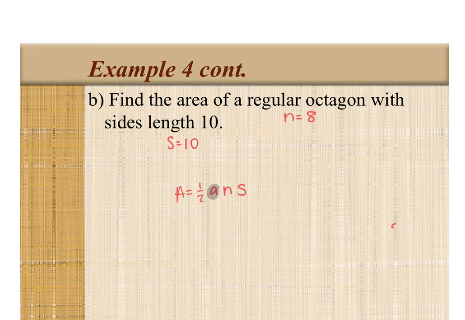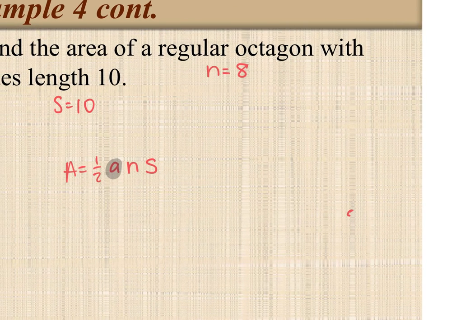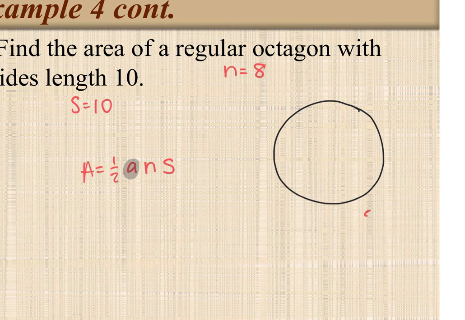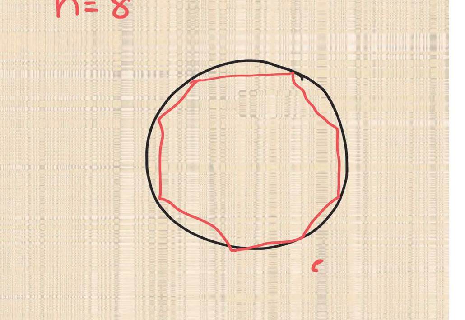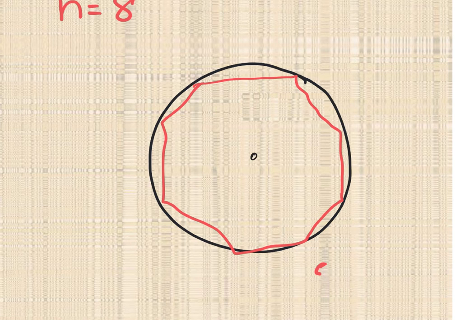Now, in order to figure it out, you do have to draw a diagram. So let's go ahead and draw that. We're going to draw a circle, and then we're going to put an octagon in there. We're just going to do our best with what we've got. So this is an octagon looking thing. We're going to draw our center and draw a radius. And then we also want to draw an apothem.